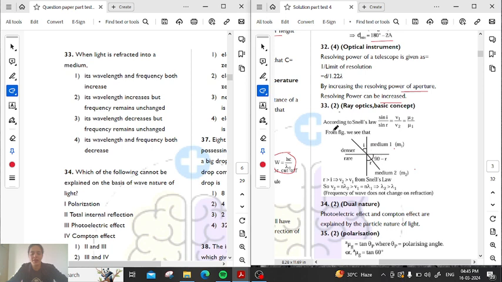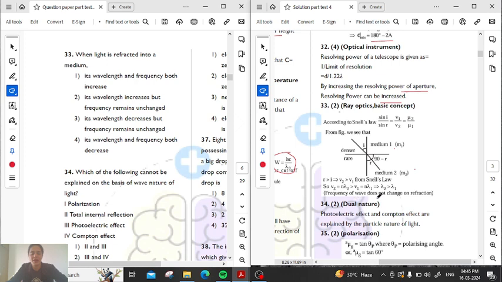Snell's law states sin i by sin r is equal to v1 by v2, that means n2 by n1. So accordingly, if r is greater than i, that means v2 is greater than v1. Snell's law states this. So v2 equals n lambda 2, which is greater than v1 equals n lambda 1. So lambda 2 is greater than lambda 1 in this particular scenario. So the frequency of the wave does not change in refraction.